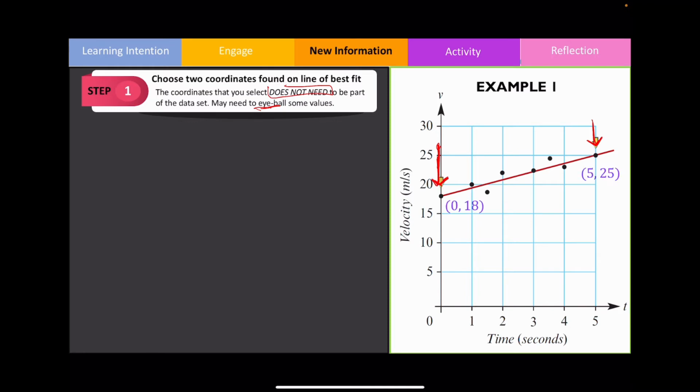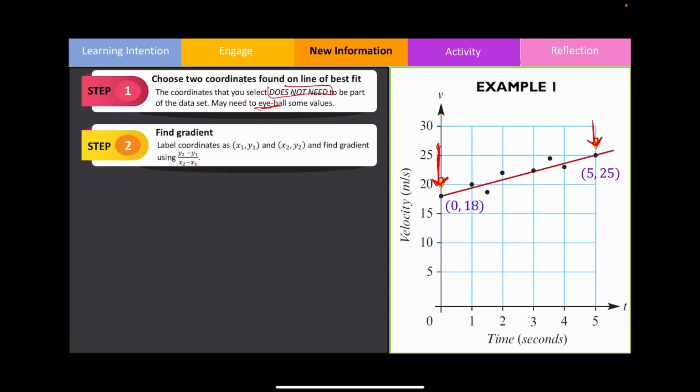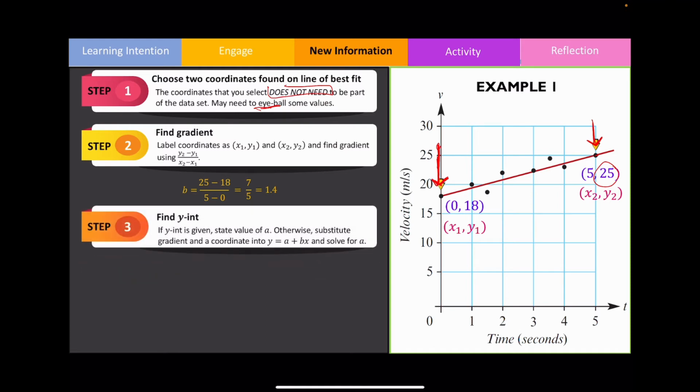In this example over here, I've interpreted that value as 0,18 and then this value as 5,25. After I've done step 1, I'll now calculate the gradient by labeling each coordinate as x1, y1, x2, y2. Now to find out the gradient, I'll just use the formula. So in this case, y2 being 25 minus 18 over 5 minus 0. If you put this into the calculator, 7 divided by 5 is going to be equal to 1.4. So that's my gradient.